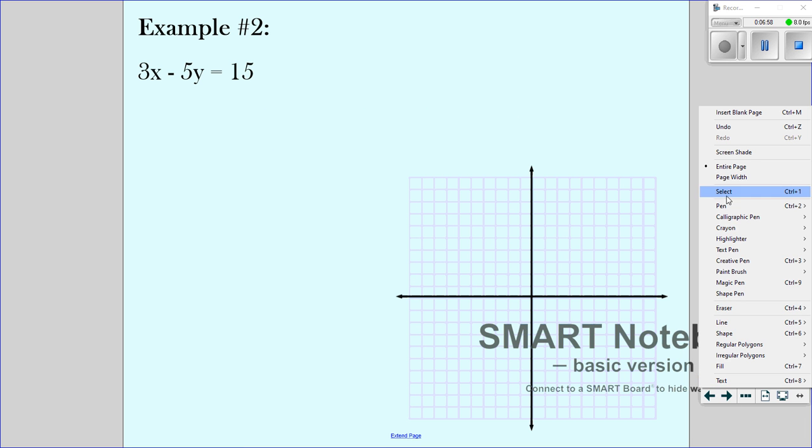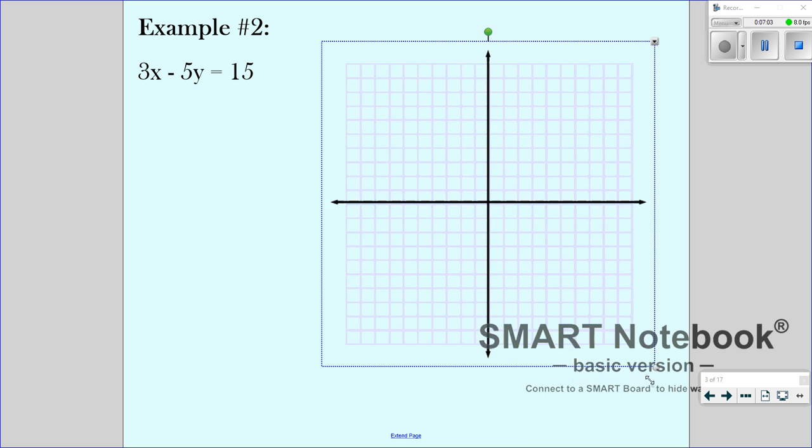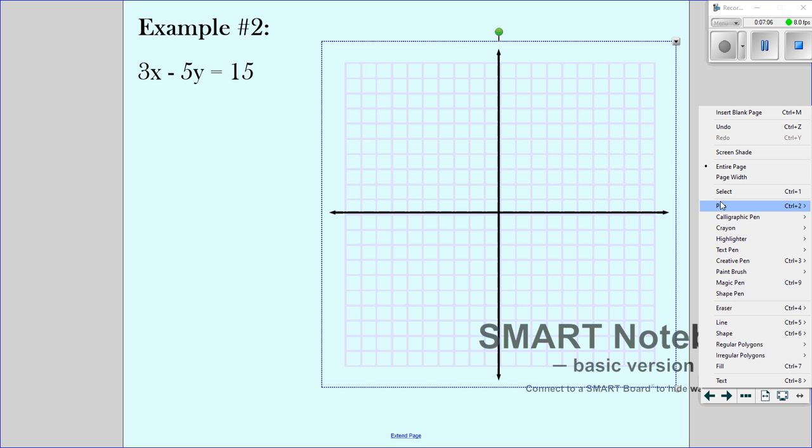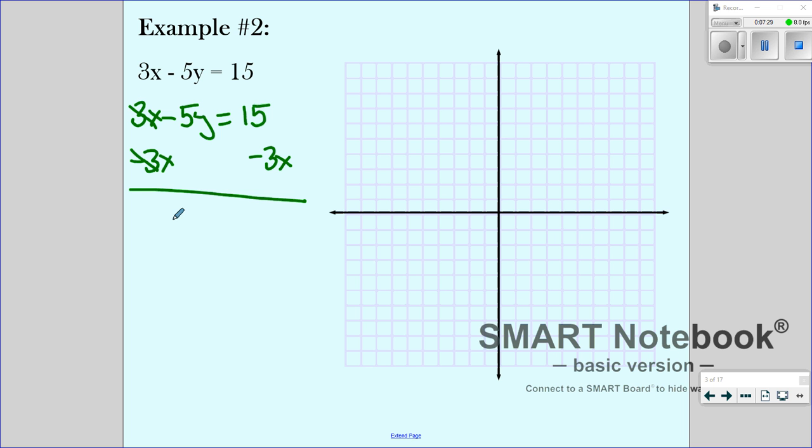All right, let's go on to the next one. I'm going to make this graph bigger, so I'm just going to expand this, and then we're going to do our steps. So this is in standard form. We need to do y equals mx plus b. So I'm going to rewrite this so that I can have my y by itself. So I'm going to subtract 3x on both sides of the equation. So that's both on the other side of the equal sign. This will cancel. This will be negative 5y equals negative 3x plus 15.